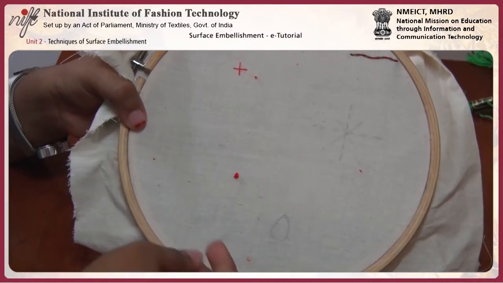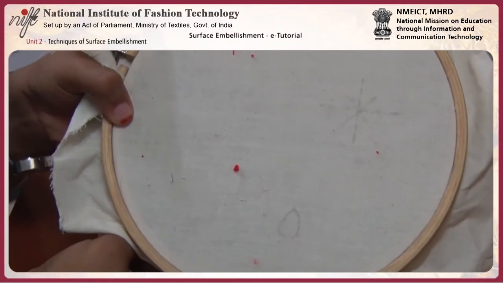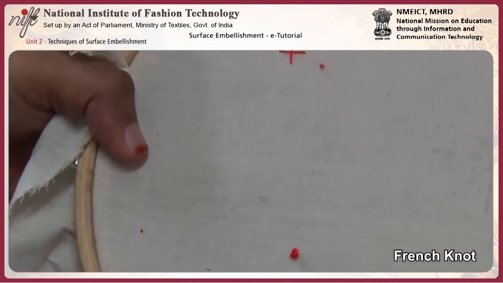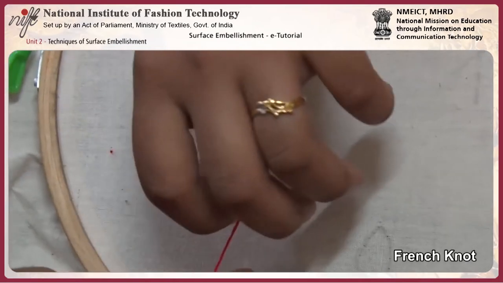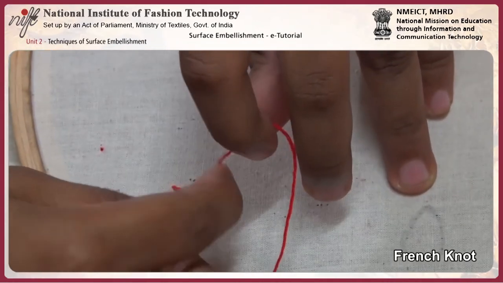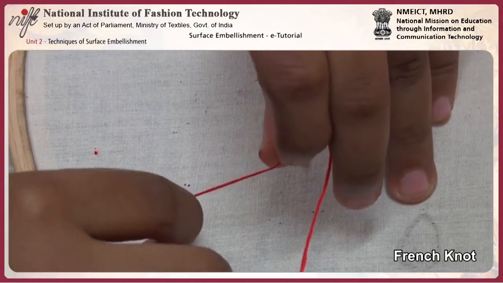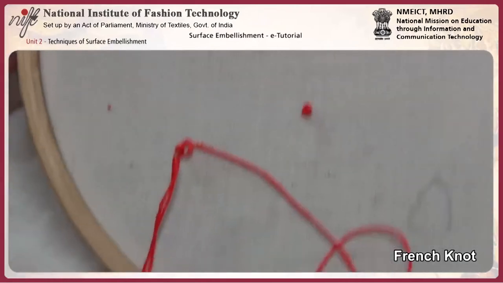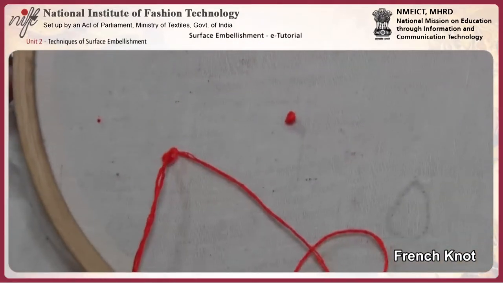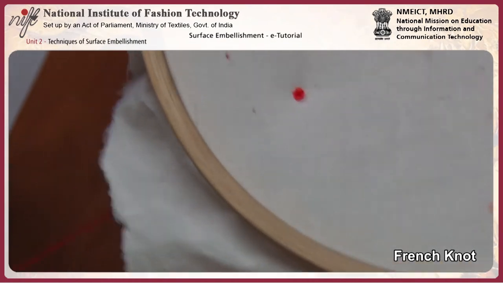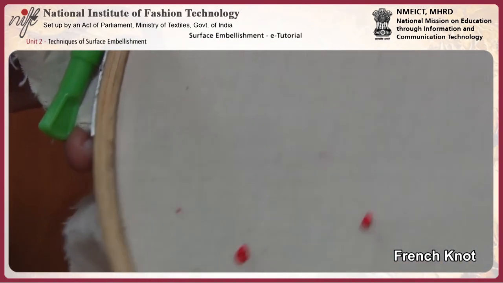The next stitch is French knot. Now take the thread, wind it on the needle 2 to 3 times, pull it down. You get a raised effect.